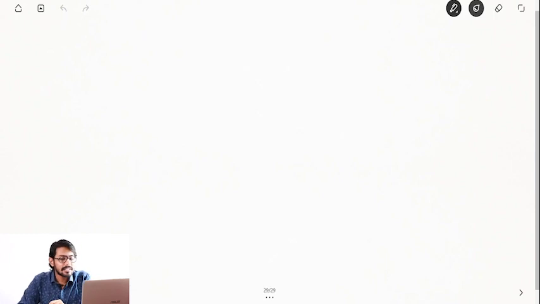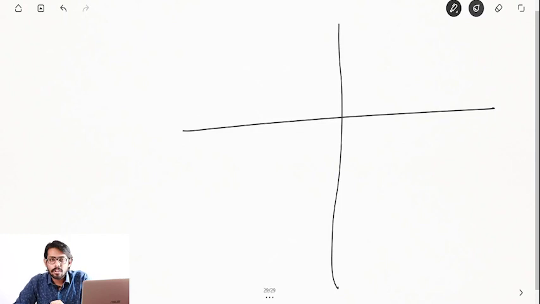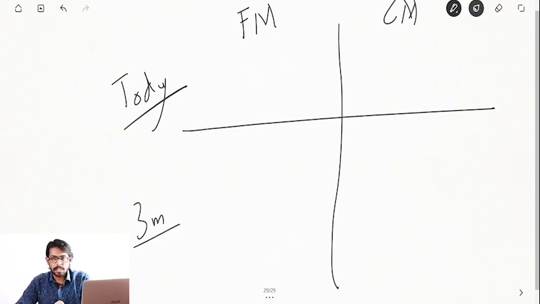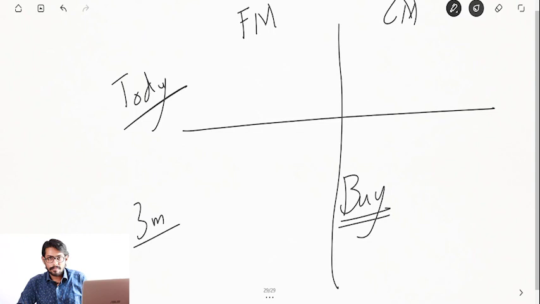So consider my daughter's wedding. My daughter is going to get married after 3 months. So this is the future market, the cash market today, and after 3 months. This is the situation: after 3 months, I want to buy gold.